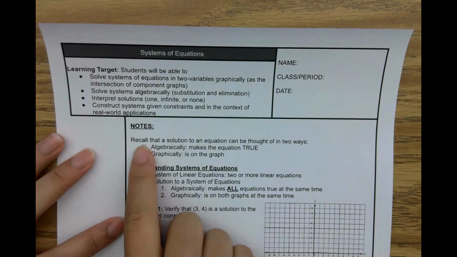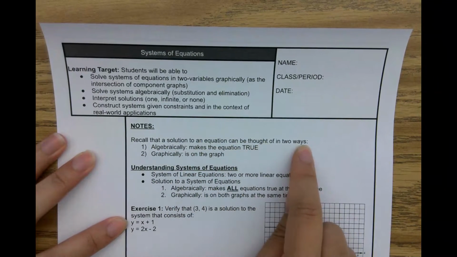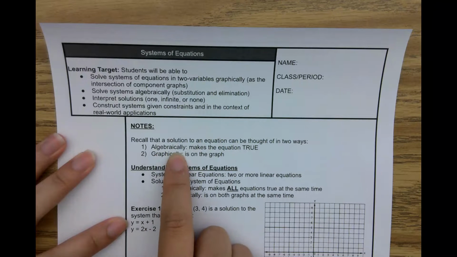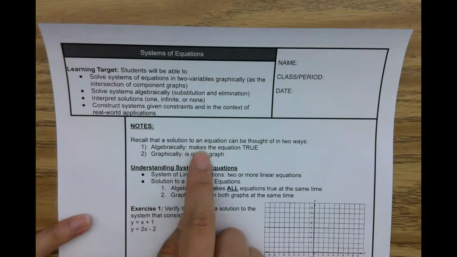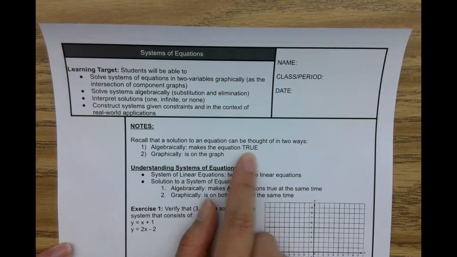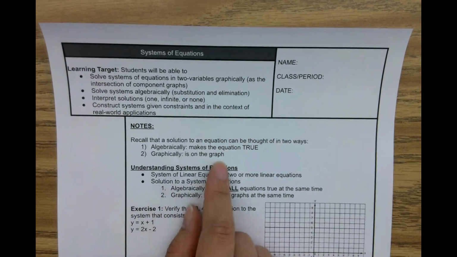Okay? So recall that a solution to an equation can be thought of in two ways. It can be thought of algebraically, where when I plug that point in, it makes the equation true. Okay? We can also think about it graphically, where that point is on the graph of that line.